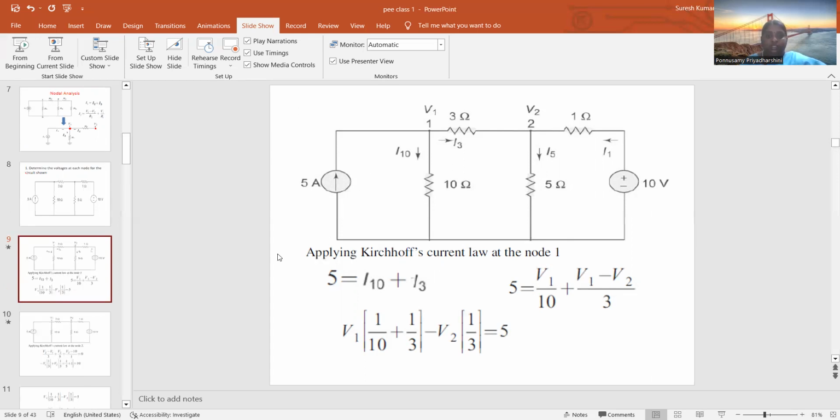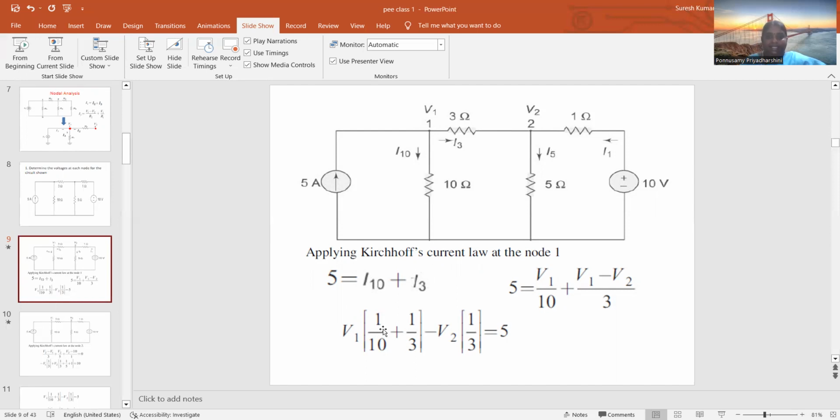The current towards the node is equal to 5 amps. Away from the node, two currents are moving: one is I10, the current flowing through the 10 ohms, and another is the current flowing through the 3 ohms. The current flowing through the 10 ohms is I equals V by R, so it is V1 by 10. The other is connected between V1 and V2, so it is V1 minus V2 by 3.